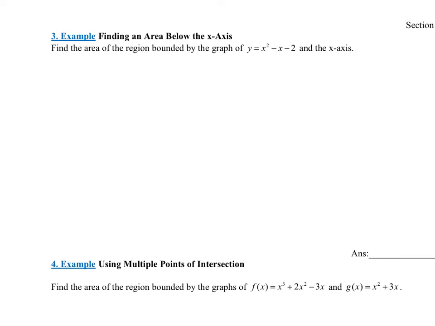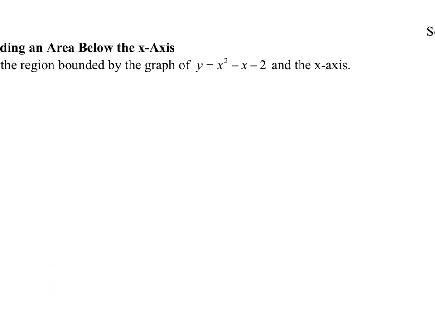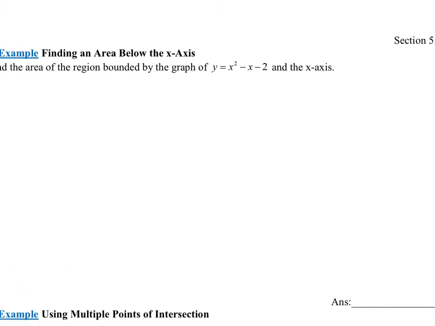All right, let's take an example. Look at example number 3. It says find the area of the region bounded by the graph of y equals x squared minus x minus 2 and the x-axis. Well, the first thing I want you to do is find the area of the region bounded. So it's the area of the region bounded.